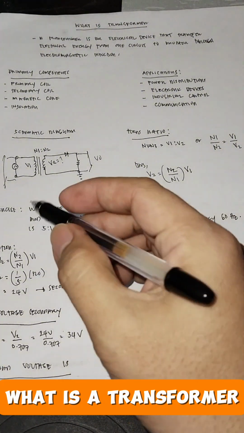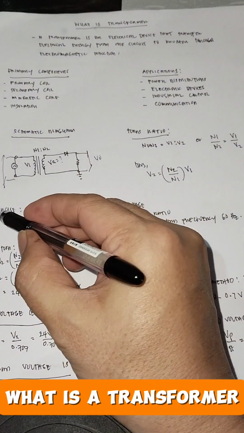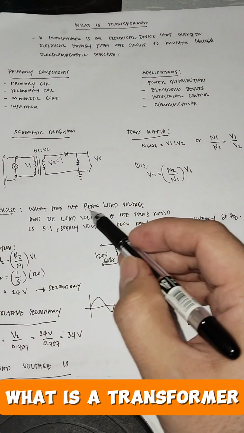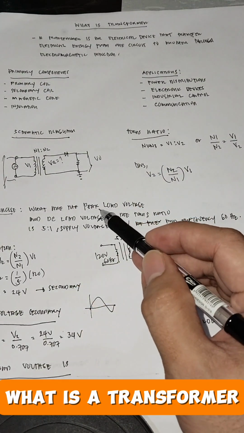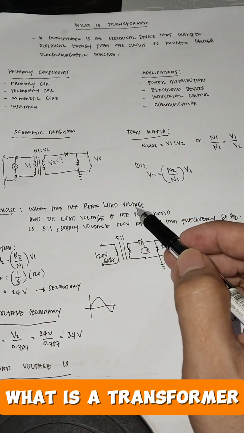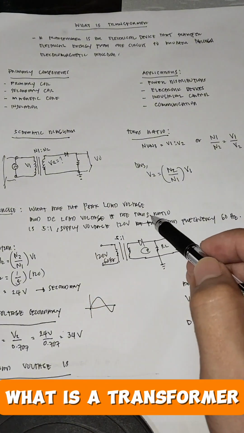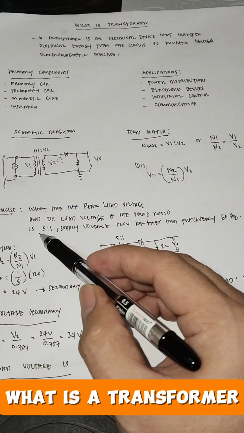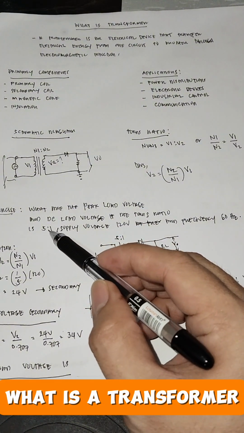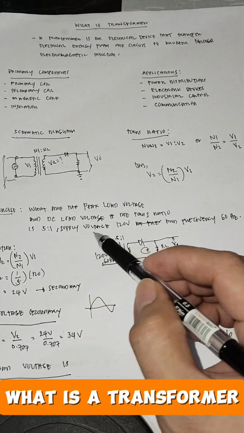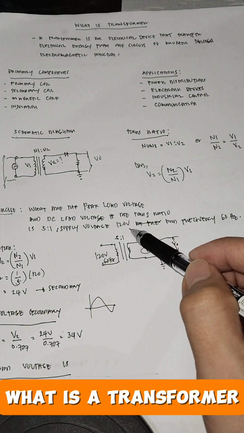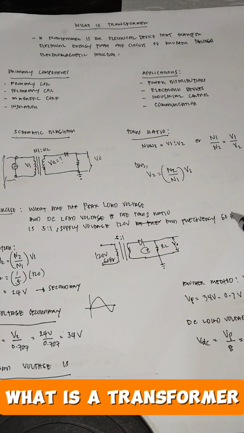Okay, so I have here an exercise. What are the peak load voltage and DC load voltage if the turns ratio is 5 is to 1, the supply voltage is 120 volts, and the frequency is 60 hertz?